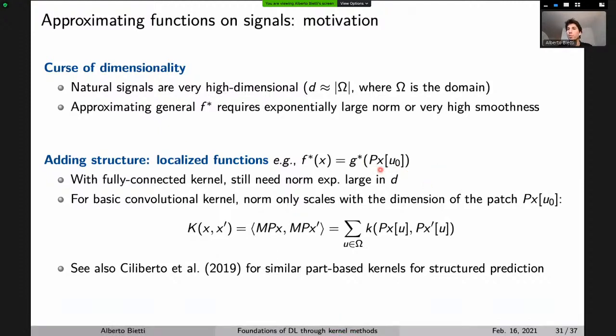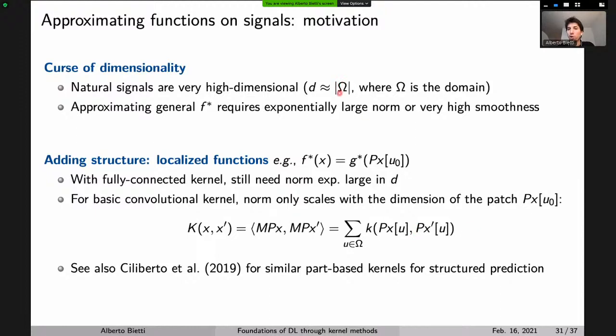If the function only depends on the patch, then a fully connected kernel will not be able to really adapt to this structure. So it will still have to pay something exponential in the dimension, which is something like the size of the domain. Whereas if you use a very basic convolutional kernel like this one that I'm showing here, which is just a sum of these small patch-based kernels, then on each given patch, this is a dot product kernel that only depends on the dimension of the patch.